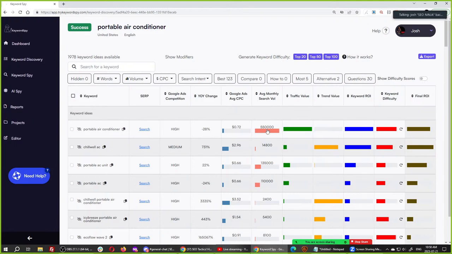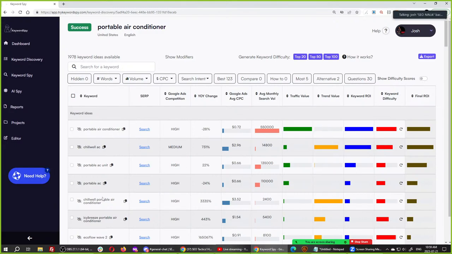Average monthly search, how many people are searching for it, times this, times this is the keyword ROI. The monthly search traffic is multiplied by the average CPC and then multiplied by the year over year change. And that's how we get the keyword ROI. We get a proprietary score only here in Keyword Spy. It doesn't exist anywhere else.